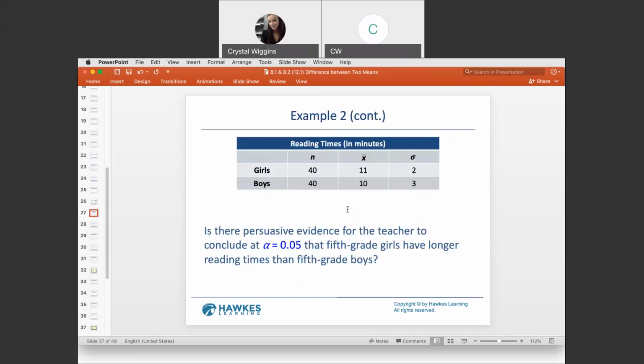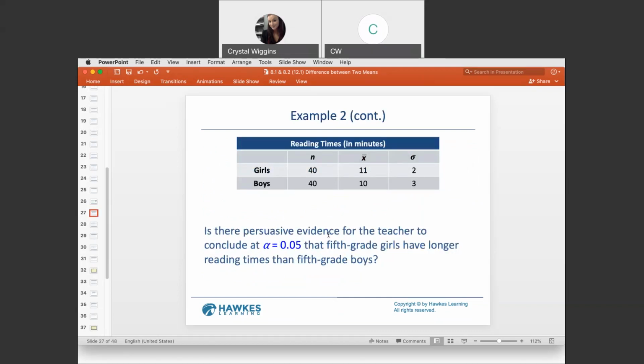So we have girls, there's 40 of them, and the average time it took them to read the passage was 11 with a standard deviation of 2. And the 40 boys took an average of 10 minutes to read the same passage, but with a standard deviation of 3. Is there persuasive evidence for the teacher to conclude at an alpha level of 0.05 that the fifth grade girls have longer reading times than the fifth grade boys?